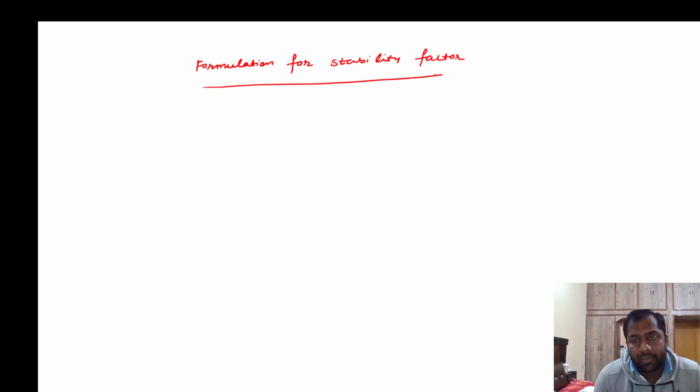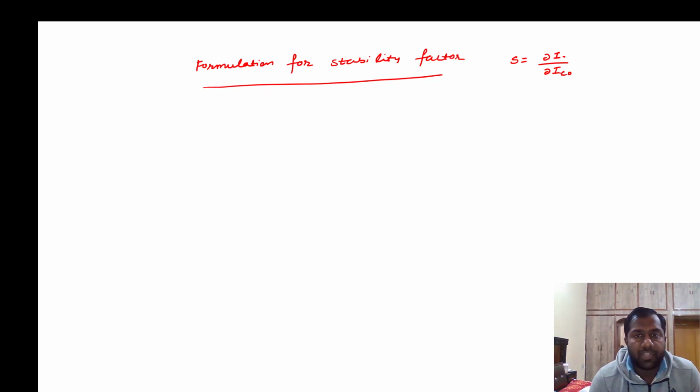So the next slide is the formulation for the stability factor. Students, now we will discuss the stability factor. We have already seen what the stability factor is. This is curly IC by curly ICO. And in the previous lectures, we have seen that with the variation in the temperature, the leakage currents increase, and due to the increase in leakage currents, the collector current will increase, and we ultimately have a condition of thermal runaway.